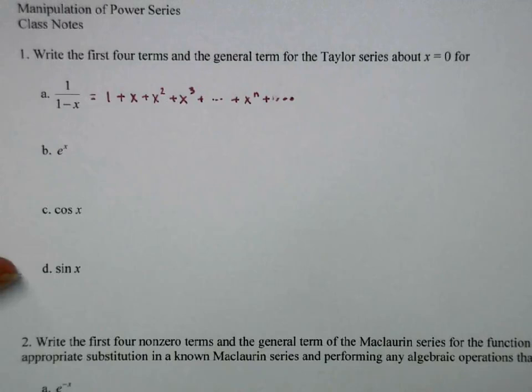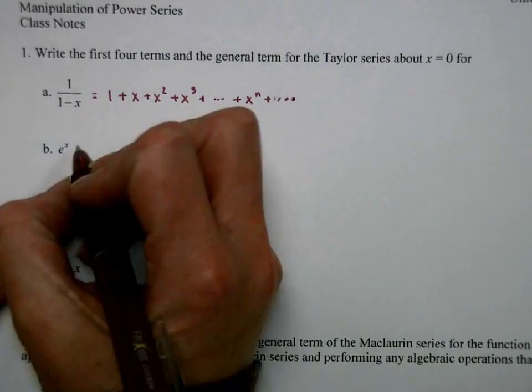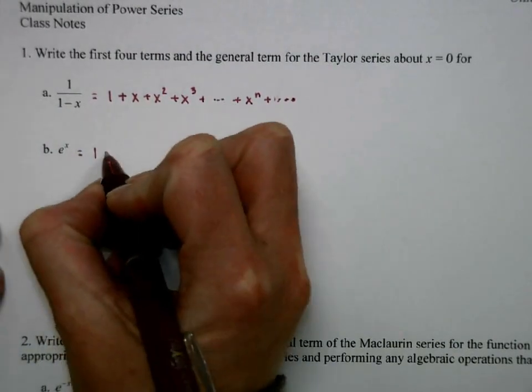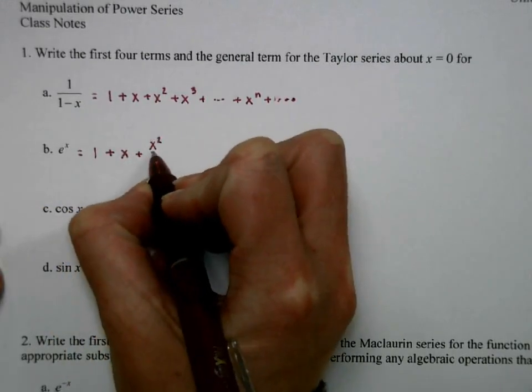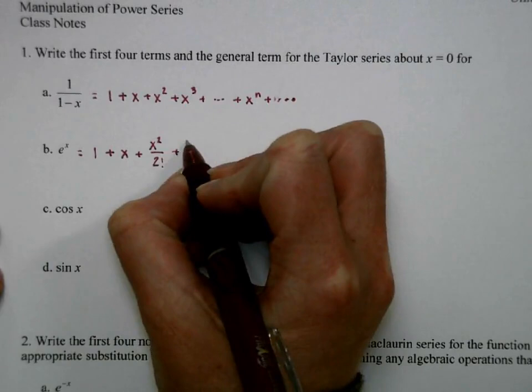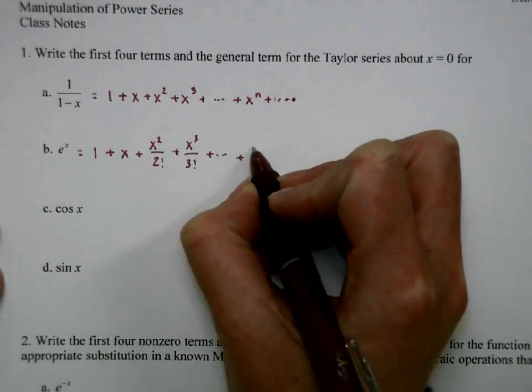Okay, e to the x is all of them. You could derive all of these from your Taylor and Maclaurin series formulas, but these are ones that you want to memorize. So this is all, and they're all positive. So 1 plus x plus x squared over 2 factorial plus x cubed over 3 factorial, and so on.